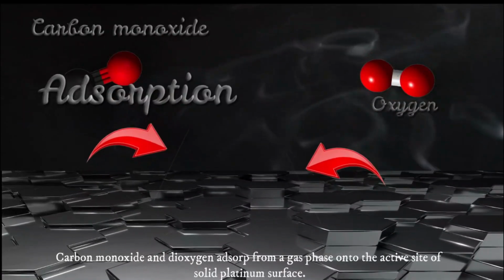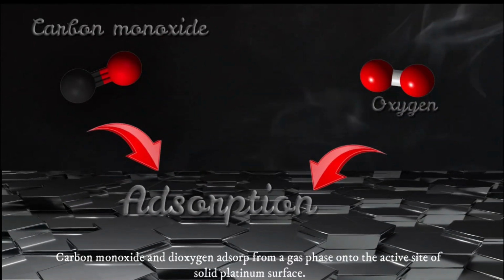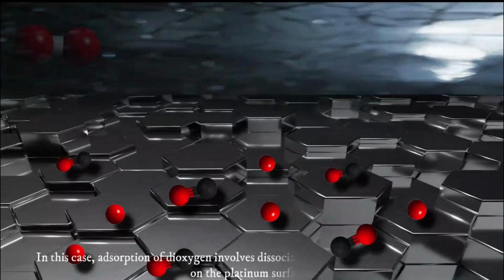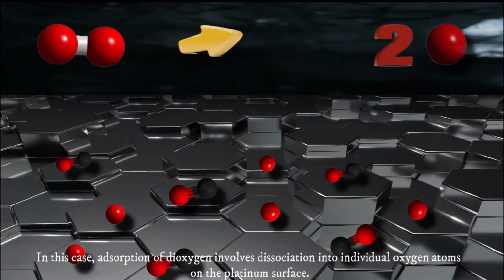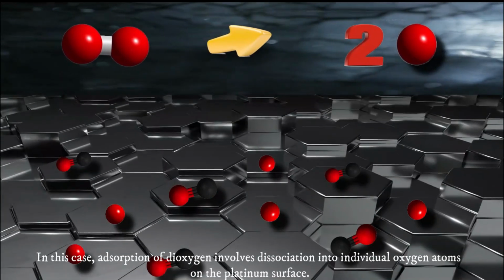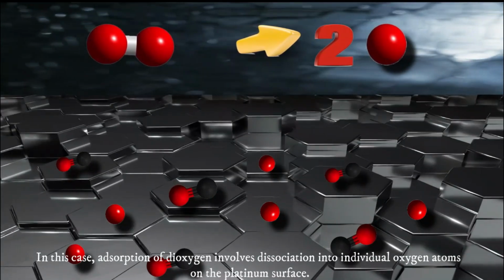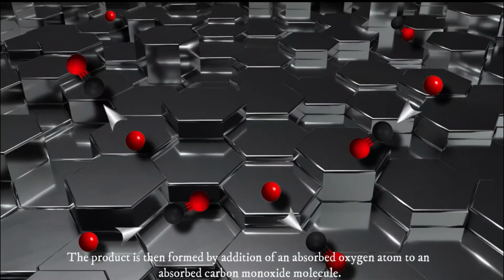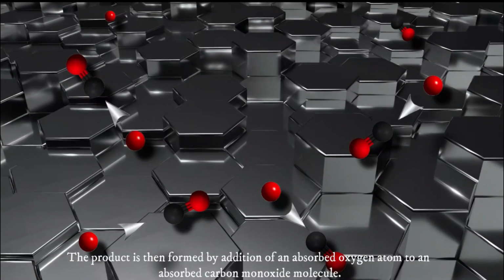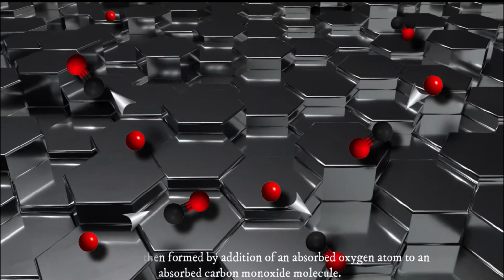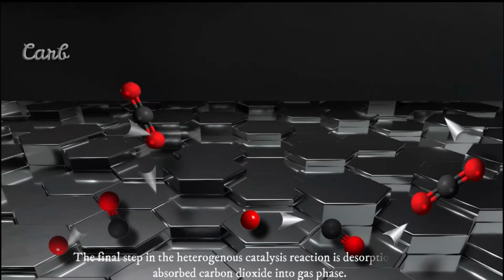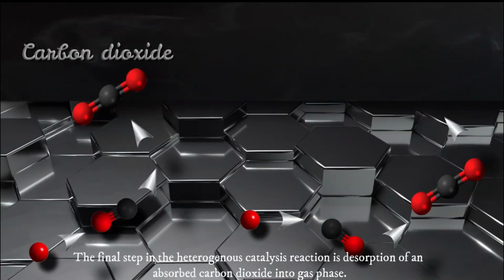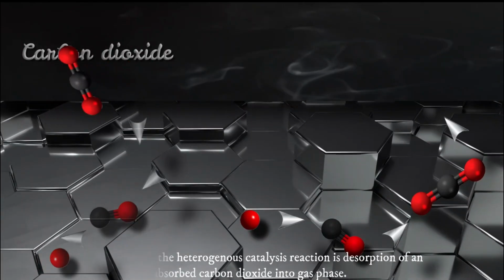Carbon monoxide and dioxygen adsorb from the gas phase onto the active sites of solid platinum surface. In this case, adsorption of dioxygen involves dissociation into individual oxygen atoms on the platinum surface. The product is then formed by addition of an adsorbed oxygen atom to an adsorbed carbon monoxide molecule. The final step in the heterogeneous catalytic reaction is desorption of the carbon dioxide into the gas phase.